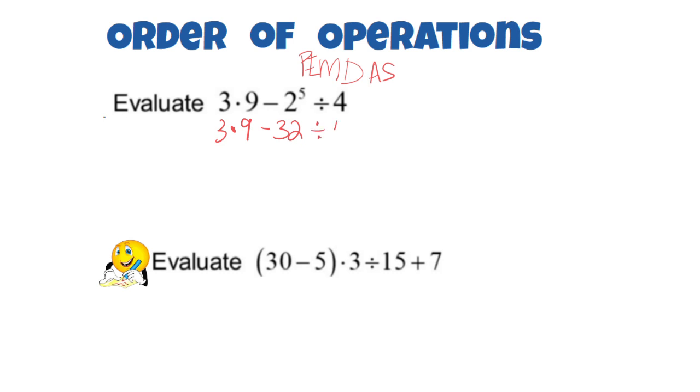So 2 to the 5th is 32. Then I'm going to do the multiplication and division, and I'm going to go through and do them both left to right. So 3 times 9 is 27. Leave the minus sign, but then I'm going to go ahead and do the division. 32 divided by 4 is 8. So there I did the multiplication and division. Last step is the subtraction, and I get a 19 for that.